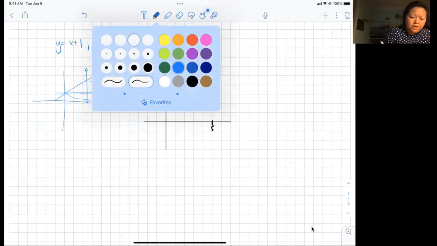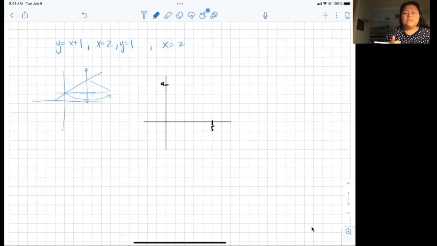Okay, so my equation is y equals x plus 1. So I start at 1, slope of 1, 1, 1, 1. So that's my equation here. x equals 2 is my vertical line here. y equals 1 is my line right here. This is my original piece.